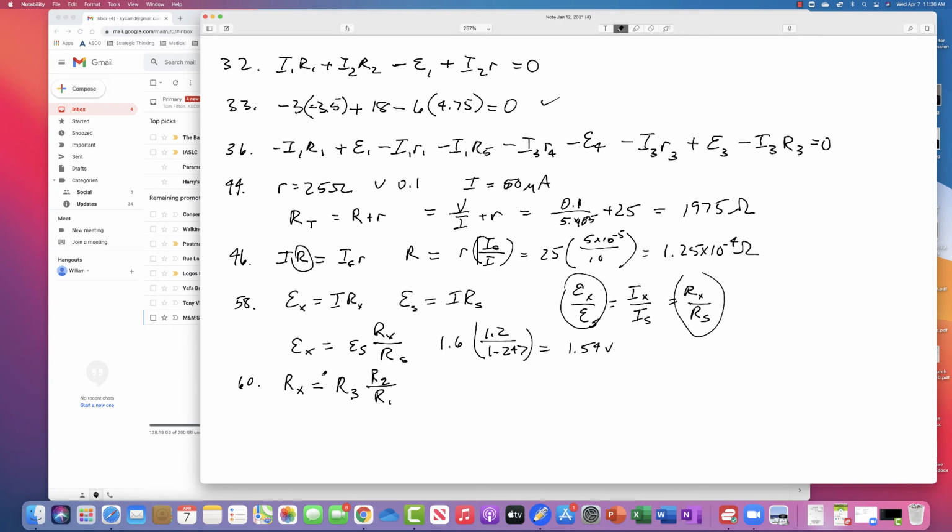Now if we rearrange this and solve for R3, R3 is going to be equal to Rx times, and this turns it over, R1 over R2. And that's just math, okay? So that means it's 100, which is what Rx is, times 50, which is R1, over 175, which is R2. And so R3 has to be 28.6 ohms.